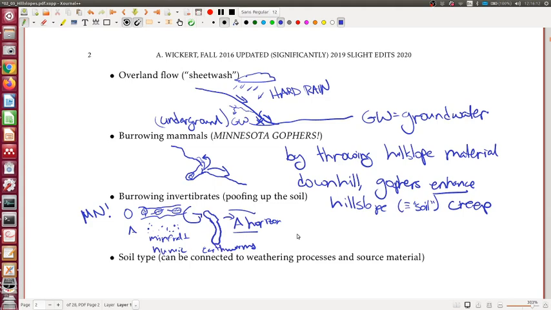So one other thing that they do, though, is that they actually poof up the soil. And so if you imagine that we're again on a slope and the soil gets poofed up, it's going to expand normal to this hill slope. And that's because these worms are digging burrows that are increasing the porosity of the soil. And because we're not creating or destroying mass, this whole surface is going up.